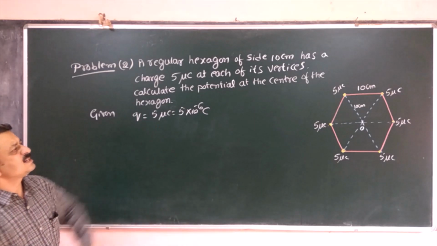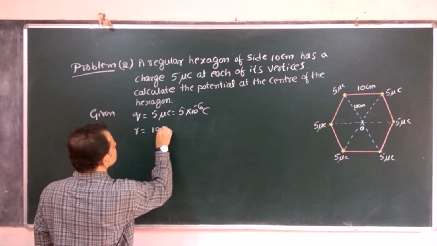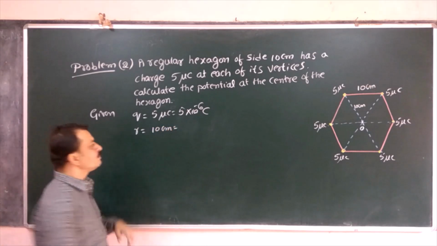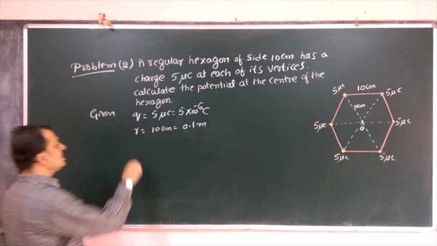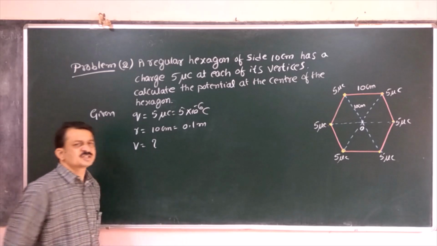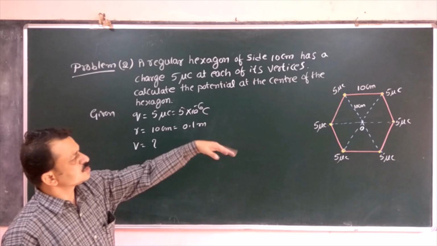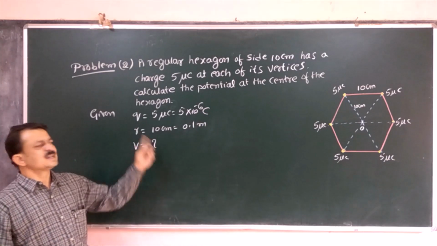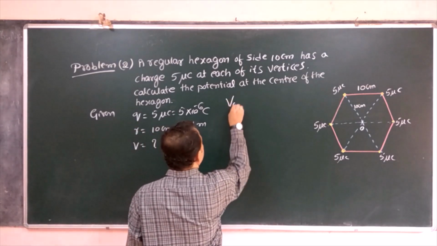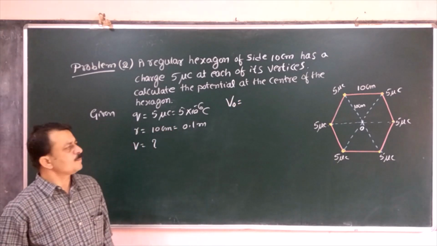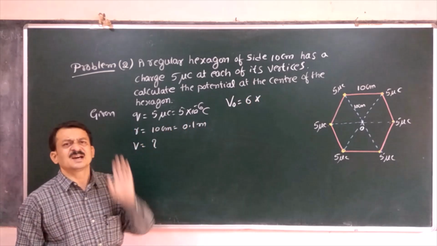Now the distance from the center to the charge, R, is 10 centimeter. If I write it in meter, it is 0.1 meter. Now I have to calculate the potential due to the 6 charges. Since all the charges are equidistant, the potential due to the 6 charges is nothing but 6 into the potential due to a single charge. Therefore, the total potential at the center is equal to 6 multiplied by the potential due to a single charge.